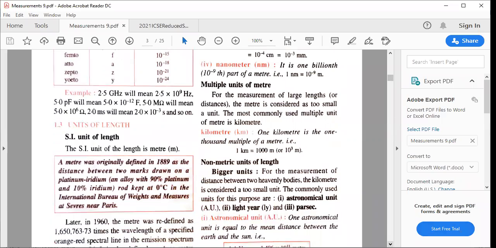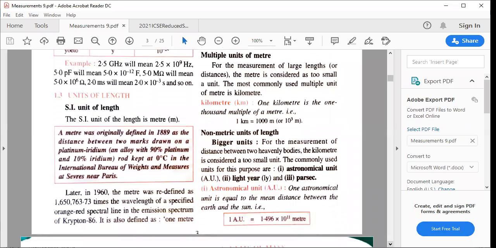Let's read what is written. A meter was originally defined in 1889 as a distance between two marks drawn on a platinum iridium alloy with 90% platinum and 10% iridium rod kept at 0 degrees Celsius in the International Bureau of Weights and Measure of Severe near Paris. Later in 1960, the meter was redefined as 1000, how much? This number is very big. 16 lakhs, right? 16,50,763.73 times the wavelength of a specified orange-red spectral line in emission spectrum of krypton 86.